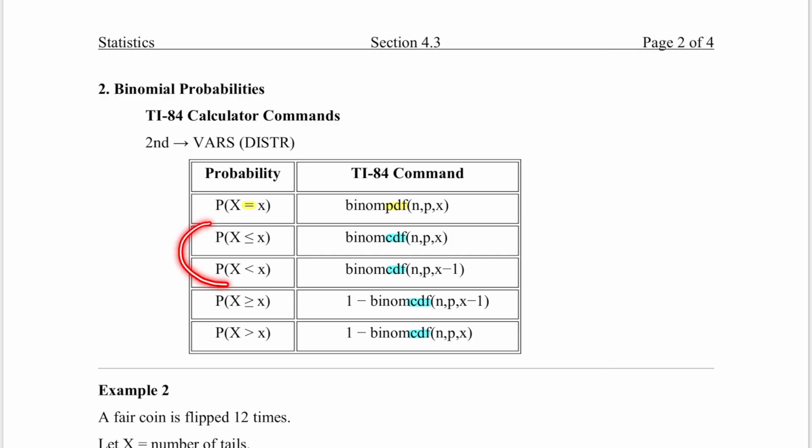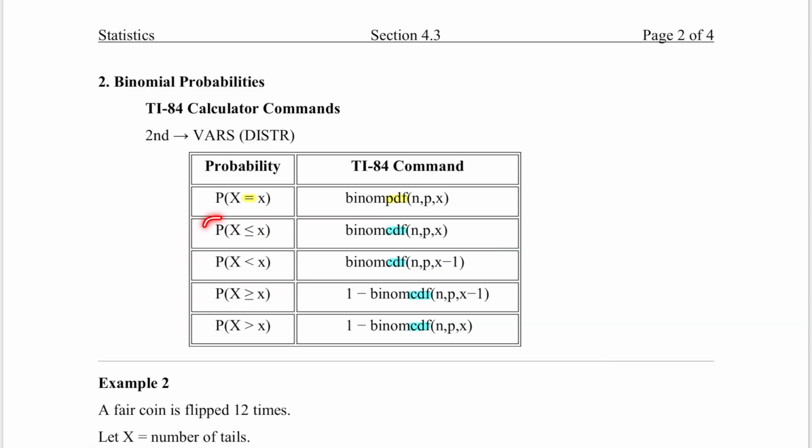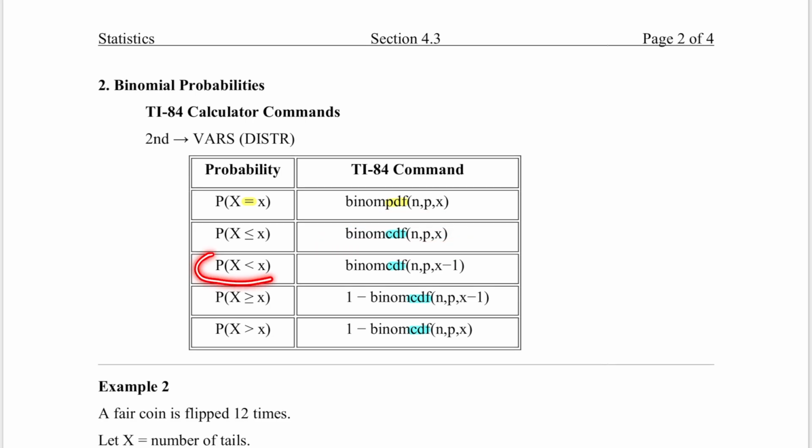If the wording says less than or equal to, use binomcdf. For less than or equal to, use binomcdf of n, p, x. For less than, use binomcdf of n, p, x minus 1.